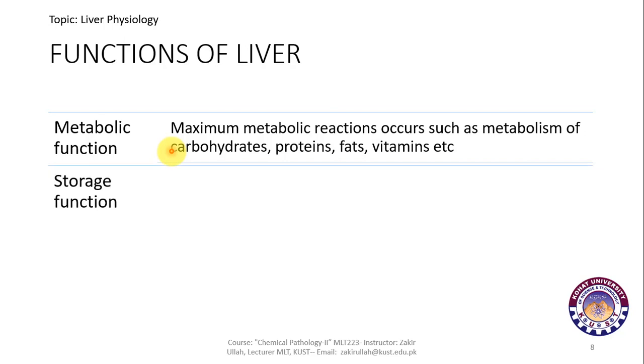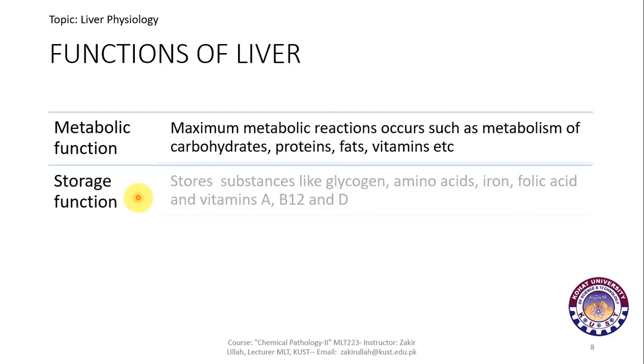The second function is the storage function, and after metabolism of all these products, the liver stores the substances, for example, the glycogen, the amino acids, the iron, the folic acid, vitamin A, vitamin B12 and vitamin D. So, when there is a need in the body, then the liver secretes its storage molecules, and it is used by the body when needed.